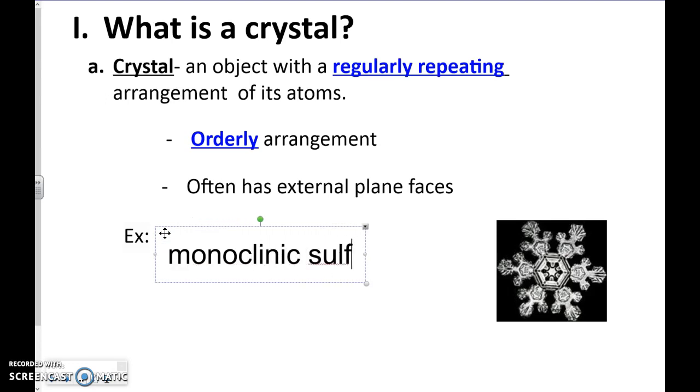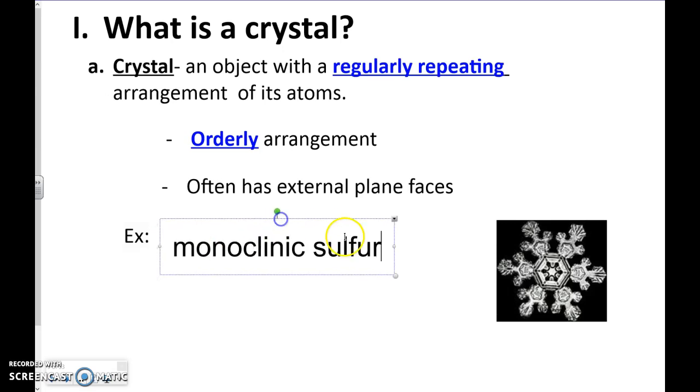sulfur. Obviously, you see the snowflake next to you. I wanted to just put that one up there because you can see the repeating pattern. That branching goes on and on and on over and over again. So repeating pattern, big part of it, and we'll talk about that in a second.